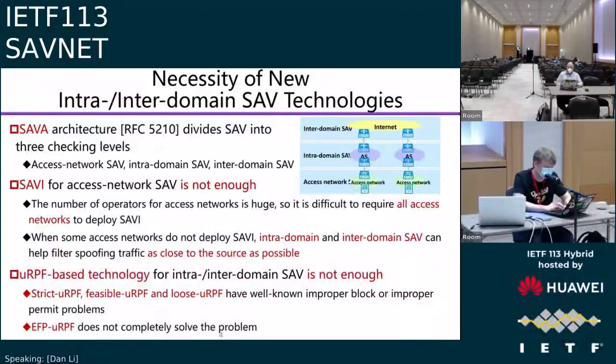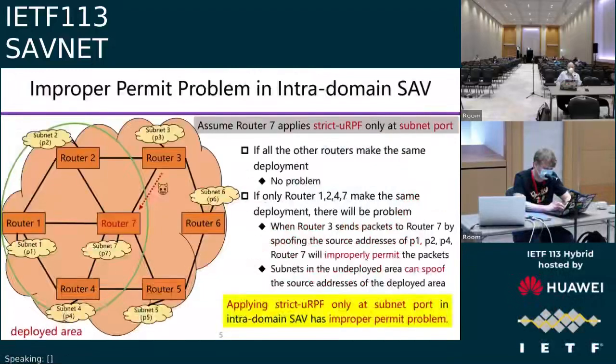And for intra and inter-domain SAVE, URPF-based technology is also not enough. As mentioned, strict URPF, feasible URPF, and loose URPF have improper block or improper permit problems, while EFP-URPF does not completely solve the problem. Next, we will use several cases to analyze the gap.